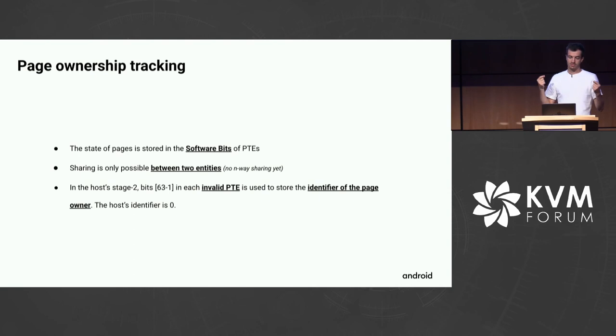When there is an invalid page table entry in the host page table, and if bit zero is cleared, it means that bits 1 to 63 will be completely ignored by the hardware. So we reuse them to store metadata about the pages. Specifically, we store the owner ID of whoever is the owner of the page that corresponds to the mapping. We've defined the host identifier to be zero, such that if you have a PTE in the host stage two that is just completely zero, this encodes ownership to the host.